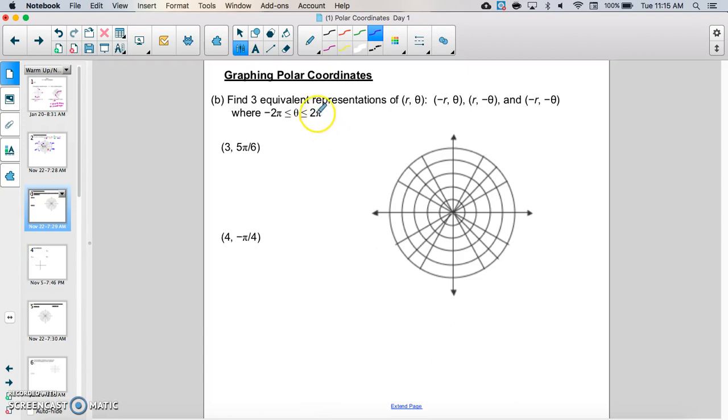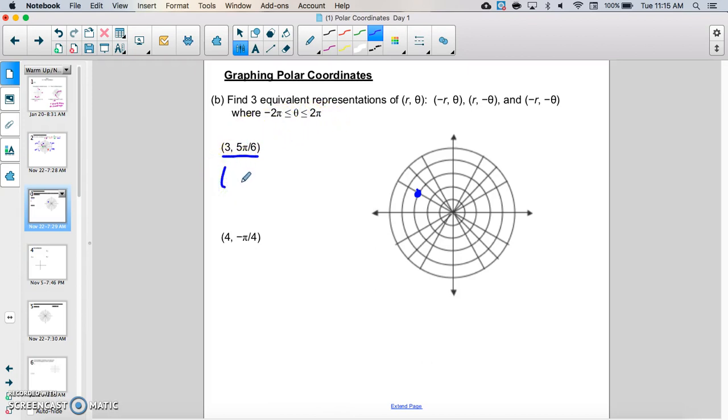The next thing we're going to look at is writing equivalent expressions. So if I were to graph 3, 5 pi over 6, I'd count 1, 2, 3, and go to 5 pi over 6. So that would be here. So that's my 3, 5 pi over 6. It's asked us to write 3 equivalent expressions, one with a negative r and a positive theta, a positive r and negative theta, and a negative r and a negative theta. And all of them are going to hit this exact same point. So these are within the bounds of -2 pi to +2 pi.